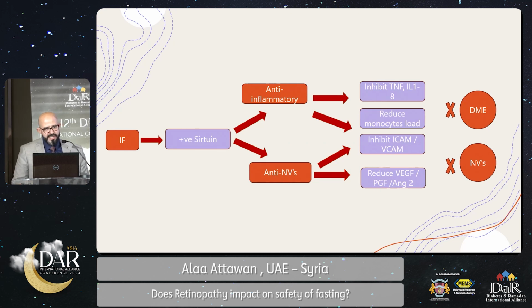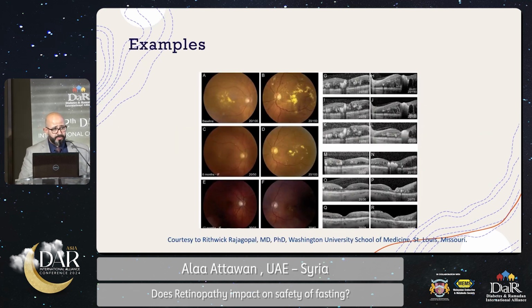So there are so many cascades of inflammatory reactions being triggered. One of the common ones is the positive serotonin pathway, which has an anti-inflammatory and anti-new vascularization effect. Eventually, hopefully, it leads to the reduction of progression and even sometimes resolution of diabetic eye disease, as I will show in two examples. One of them is courtesy of one of my colleagues, Dr. Rajapal in the States, and another case is one of my patients in my practice.